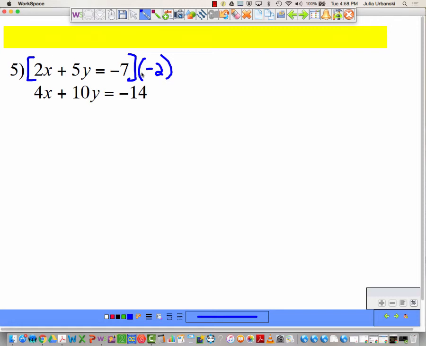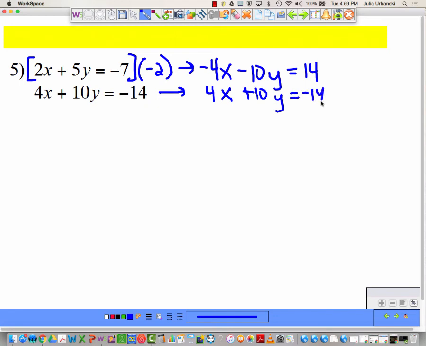So 2x times negative 2 makes negative 4x. And 7 times negative 2 makes positive 14. The bottom equation we can leave alone because it already had the number we wanted. 4x plus 10y equals negative 14. And then when you start to look at the like terms that would cancel, those would actually cancel. And those would actually cancel. All you have left is nothing on this side. And look on the other side. 14 minus 14, well, that cancels too.